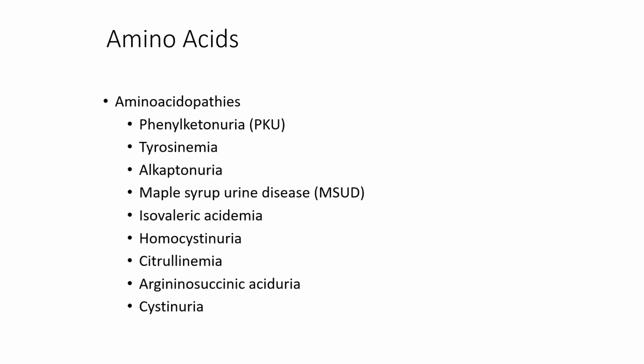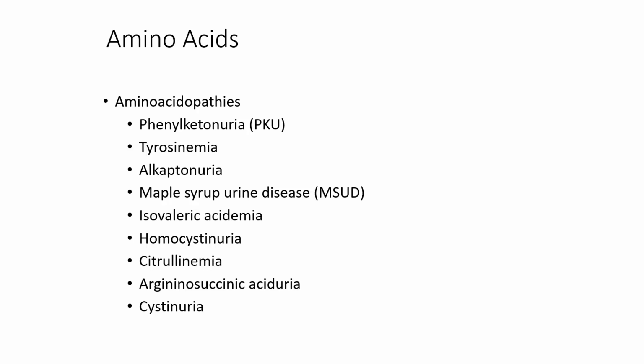Phenylketonuria is probably one of the more common ones, the ones that we have heard of a little bit more. Maple syrup urine disease is also another one that might be familiar to you. The other ones are pretty rare: tyrosinemia, alkaptonuria, isovaleric acidemia, homocystinuria, citrullinemia, argininosuccinic aciduria, and cystinuria.